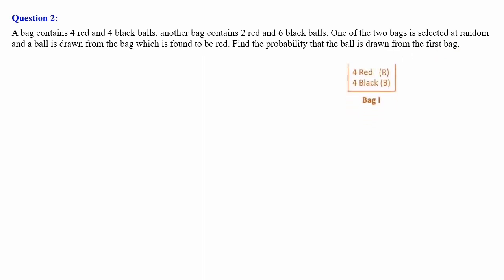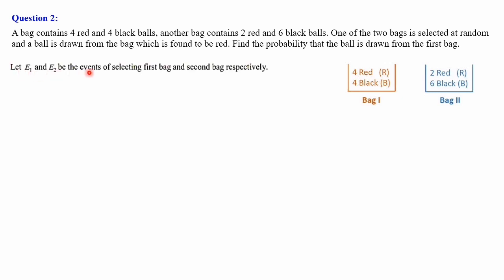So here there are 2 bags. Bag 1 is having 4 red and 4 black balls, and bag 2 is having 2 red and 6 black balls. Let's define the events E1 and E2. Here E1 and E2 be the events of selecting the first bag and second bag respectively, and P of E1 and P of E2 are same. Probability of choosing a bag out of these 2 bags, that is 1 by 2.